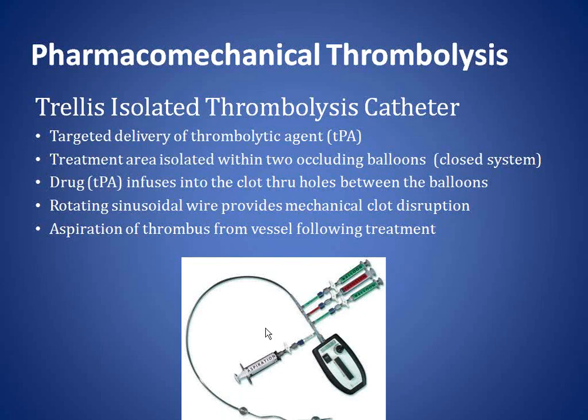And there's a sinusoidal wire, and this is a little battery-powered device. You basically put it in over a wire. You blow up the balloons. You inject the TPA. You turn on the device, and this wire just spins back and forth very fast. You can control how fast you want it to go. And you treat it for maybe 10 minutes, maybe 20 minutes. Put about 10 milligrams of TPA in, turn it on, let it just chew up the clot, and when you're done, you suck the clot out.